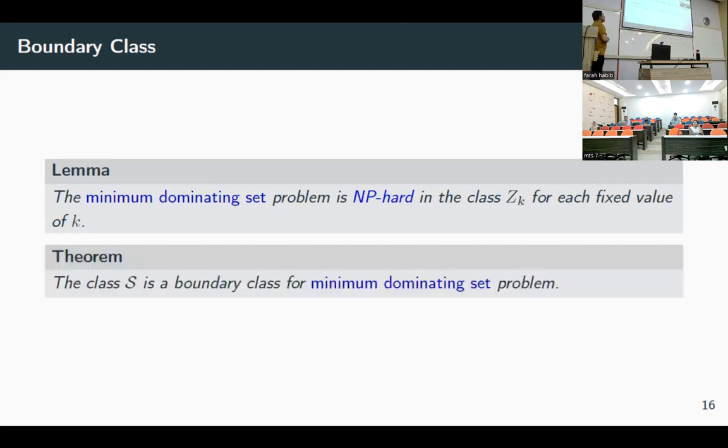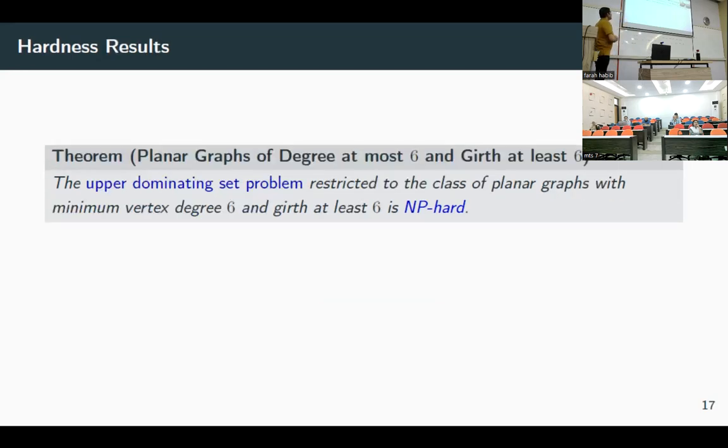Kind of forest. The class S, this is the calligraphic S, is the boundary class for the minimum dominating set problem. So I say that this class S contains all those graphs, which we call the boundary class for the minimum dominating set problem. So we will use this later on. And this is the first result, which I showed initially, the main contribution. So this is one contribution over here.